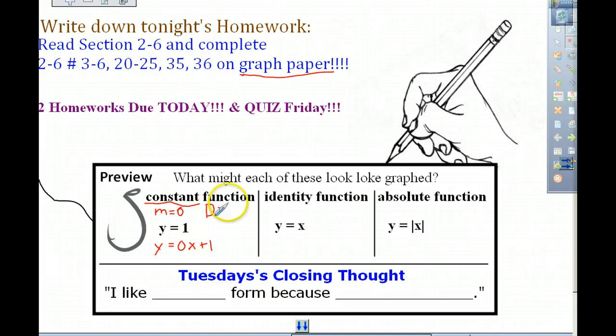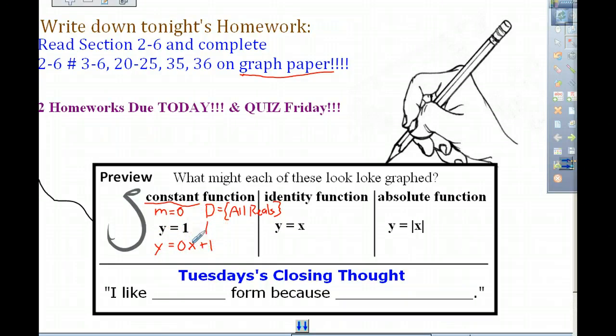What is the domain of constant functions? Domain. So what numbers are you allowed to plug in? All reals. You can plug any number in here. All reals is the domain for any constant function, because you can plug in anything for x right here. So plug in 10. 0 times 10, 0 plus 1. You can plug in any number. You're allowed to plug in any number.